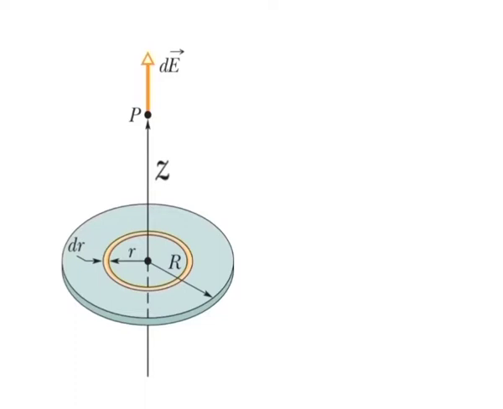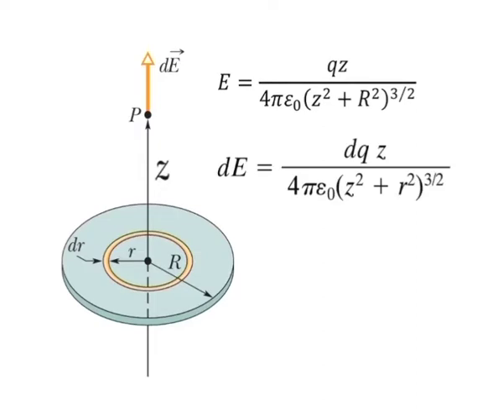To find its small contribution dE to the electric field at point P, we rewrite the equation of the electric field by a charged ring, that is E is equal to qz upon 4 pi epsilon 0 into (z square plus r square) to the power 3 by 2, in terms of the ring's charge dq and radius r as dE is equal to dq z divided by 4 pi epsilon 0 into (z square plus r square) to the power 3 by 2. The ring's field points in the positive direction of the z axis.